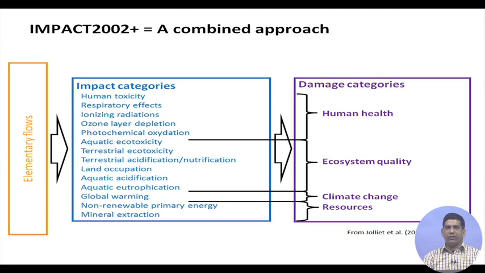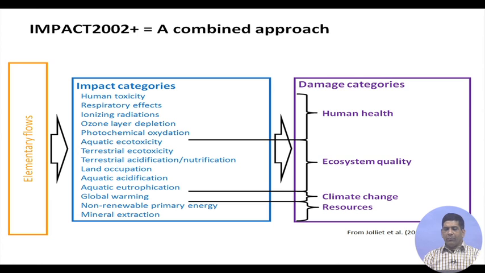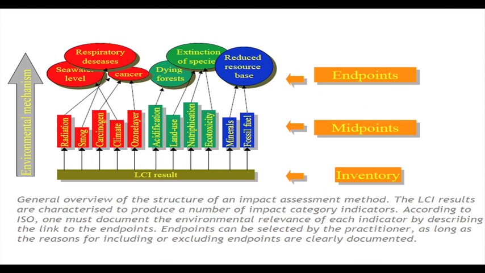Now there is another one, Recipe 2009, which is another approach used for going from impact category to damage category. But again, these are all different approaches. You can use the approach which you feel more comfortable with, but you need to justify why you are using that particular approach. So that's in terms of the different approaches.